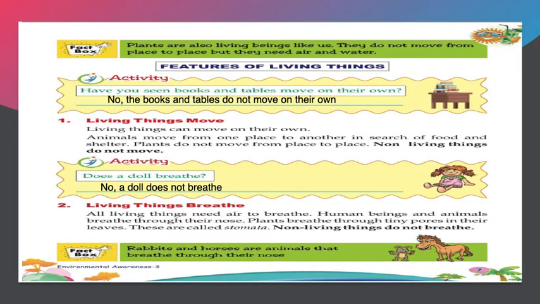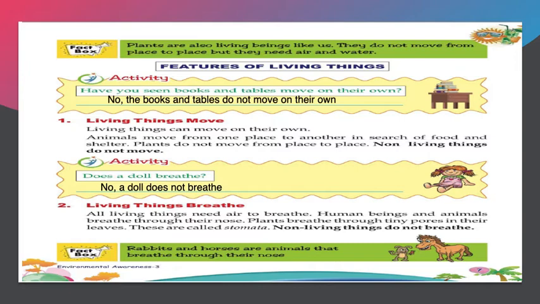Plants are also living beings like us, but they do not move from one place to another, but they need air and water. Let's learn more about the features of living things with the help of an activity. Have you seen books and tables move on their own? No, the books and tables do not move on their own. The first feature of living things is that living things move. Living things can move on their own.